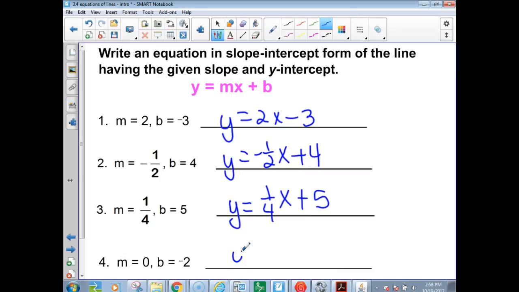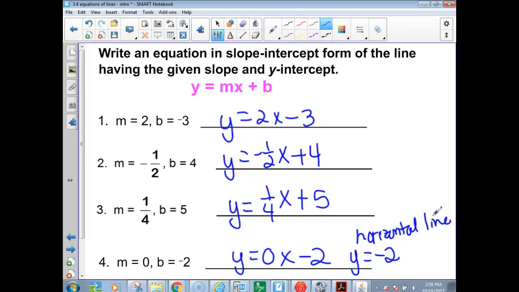And then the fourth one, y equals 0 times x minus 2. But what should I simplify that to? If we got 0 times x, you're not going to leave it like that. You should rewrite it as y equals negative 2. Now, this would be the graph of a horizontal line. Y equals negative 2 is a horizontal line.